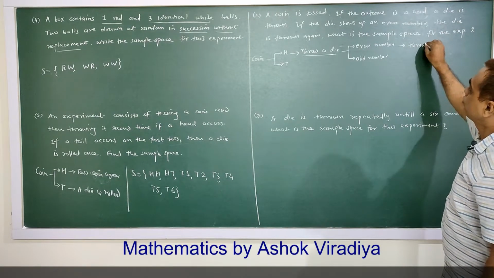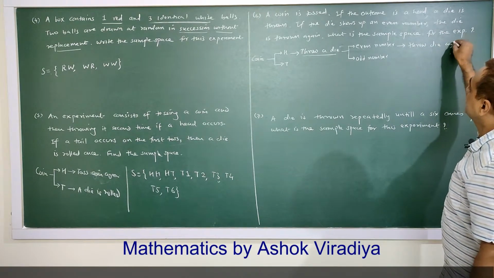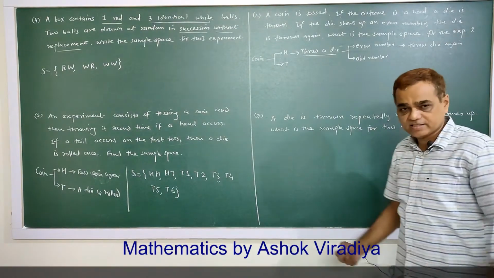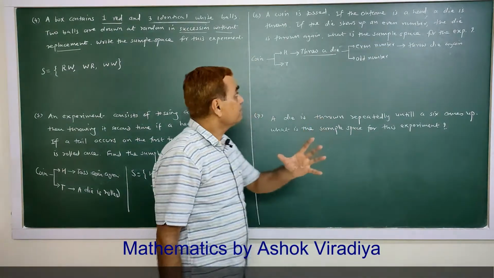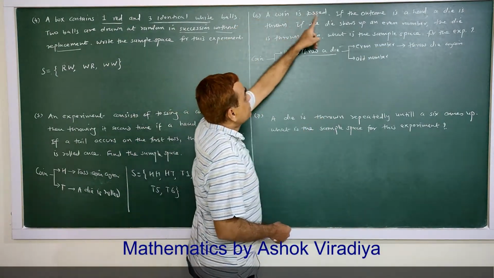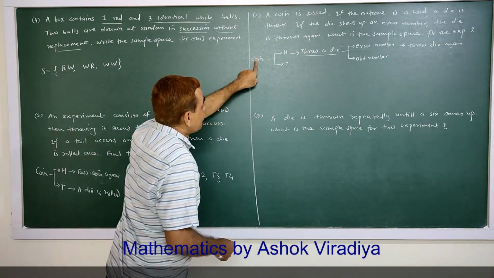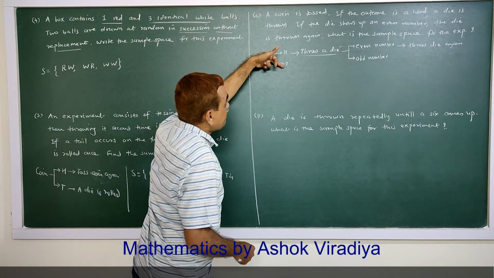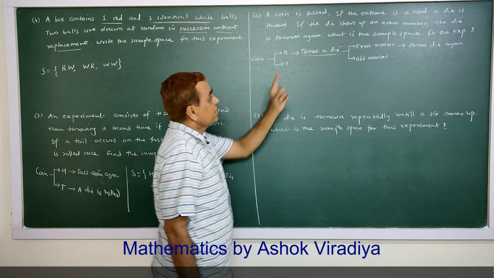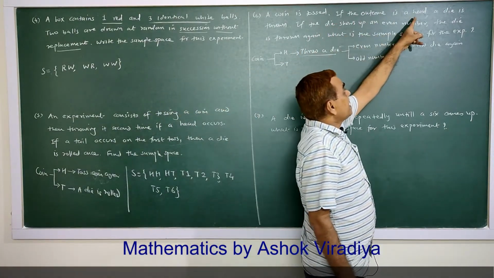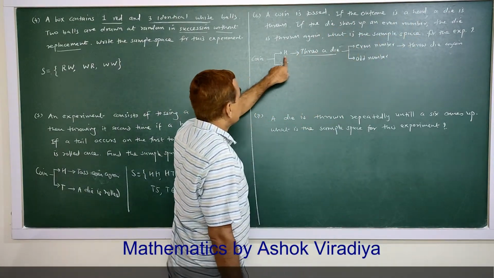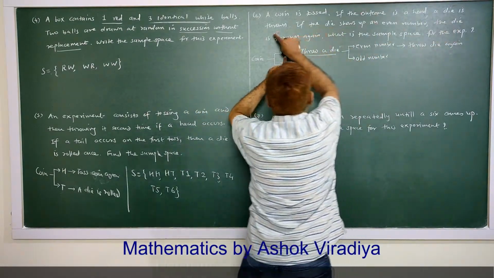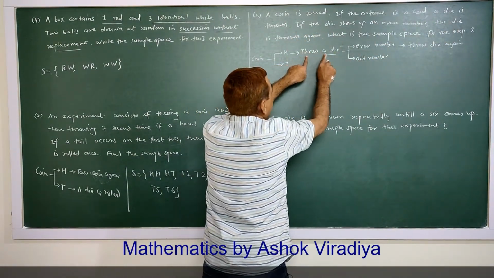Throw the die again. See, once again, the procedure repeats. A coin is tossed. When a coin is tossed, either H appears or T appears. If the outcome is head, a die is thrown, then throw a die.